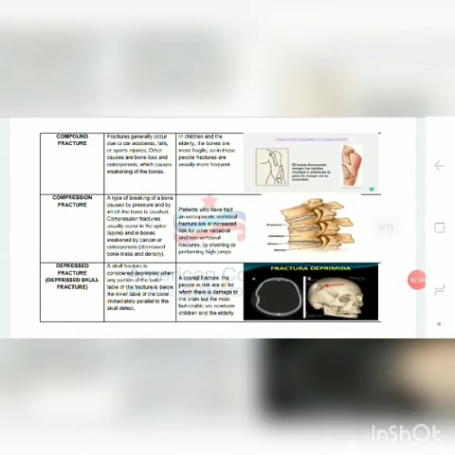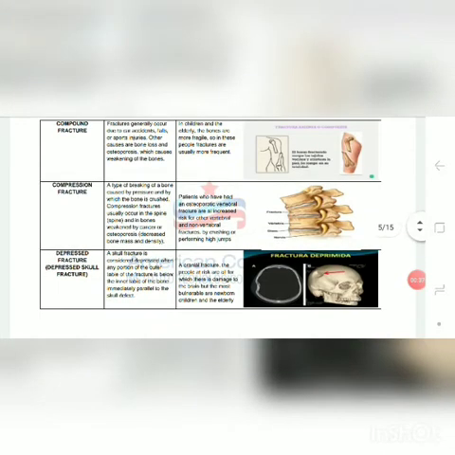Compression fracture, a type of breaking of a bone caused by pressure. Compression fractures usually occur in the spine and in bones affected by osteoporosis, which reduces bone mass and density. Risk: patients with hip and orthopedic vertebral fractures have an incremental risk for other vertebral and non-vertebral fractures.